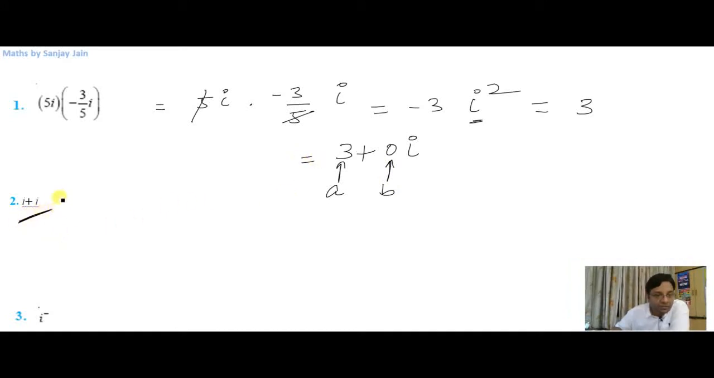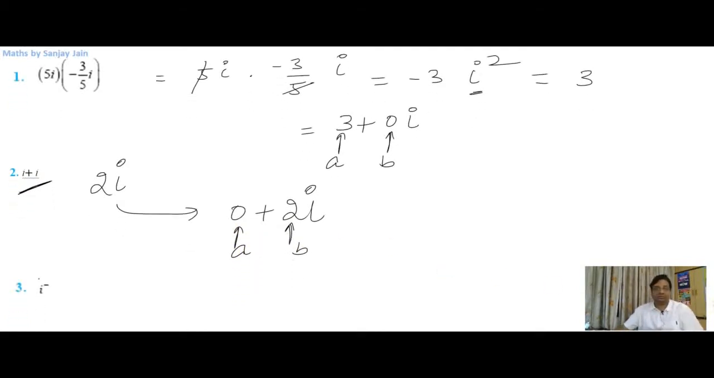This is iota plus iota, so iota plus iota is 2 iota, right? Or you can write it as 0 plus 2 iota. Now a is 0, b is 2.